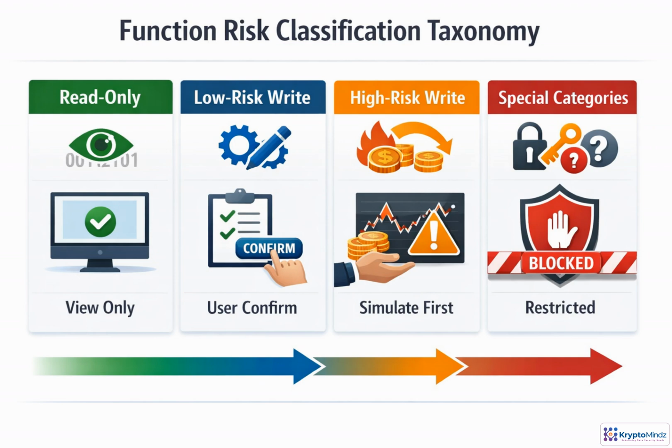Every contract function needs a risk label before the agent uses it. Read-only calls can usually run automatically because they do not change state. Low-risk writes may be allowed with clear user confirmation. High-risk writes, such as moving funds, minting, borrowing, or changing positions, should be simulated first and explained carefully. Special cases like approvals, admin actions, payable calls, transfers, and unknown functions need the strictest defaults: limit, warn, or block.